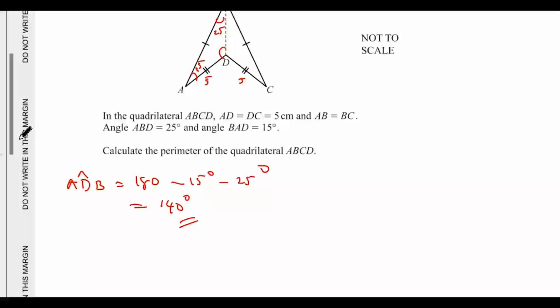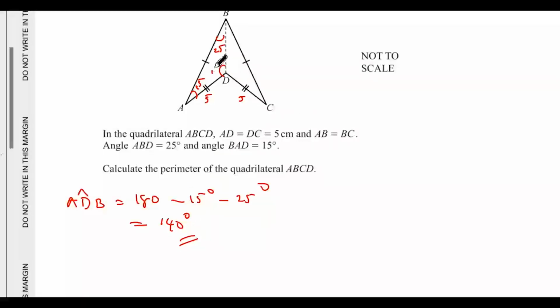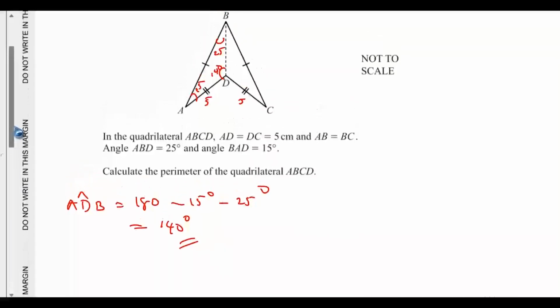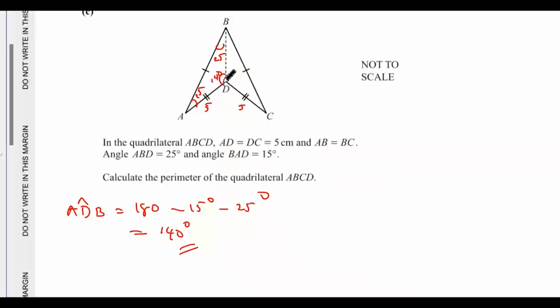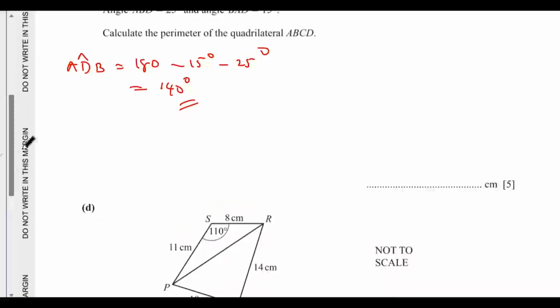Now that we know the angle here is 140, we can use the sine rule to find the unknown side AB. That would be AB over sine 140 degrees, the side over sine of its opposite angle, equals 5 over sine 25. So let's write here: AB over sine 140 degrees equals 5 over sine 25.